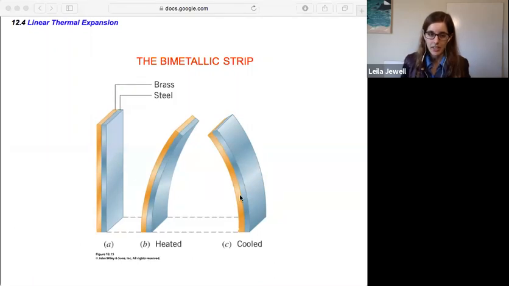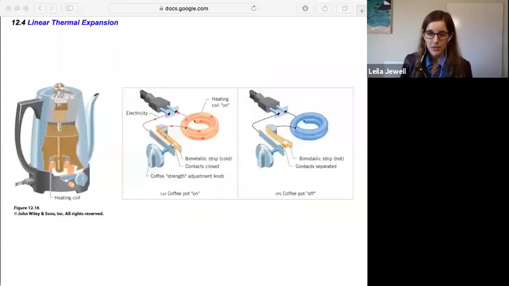So when they heat up, the brass expands more than the steel, and so it pushes over and bends the entire strip. When they cool, the brass shrinks more than the steel, and so it bends it the opposite direction. So the difference in their expansions can cause the entire thing to move just based on the temperature. So this is actually a really simple device that's used in things like your hot water kettle or coffee maker.